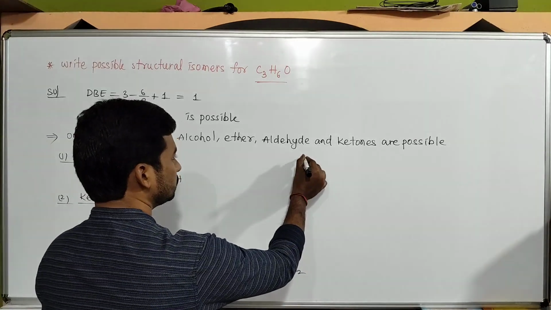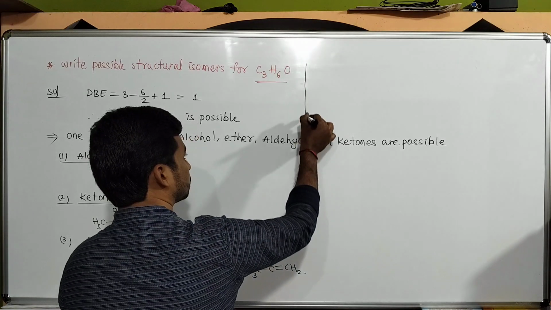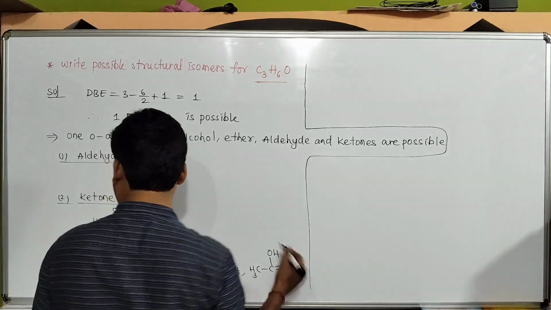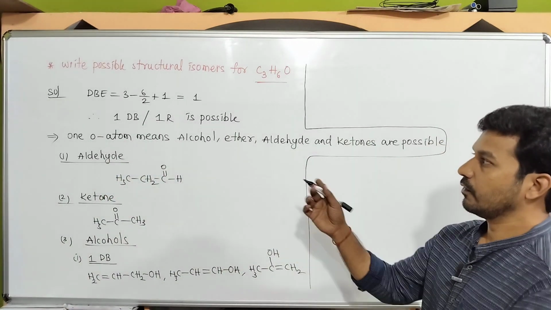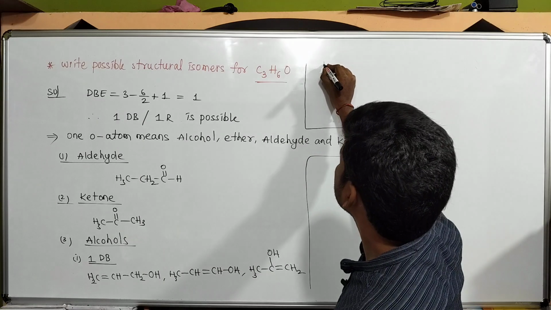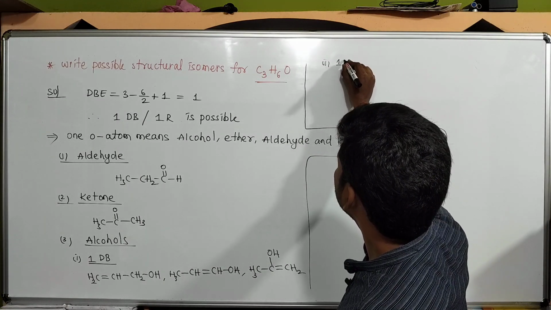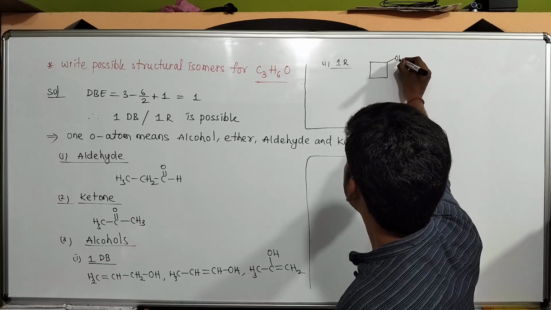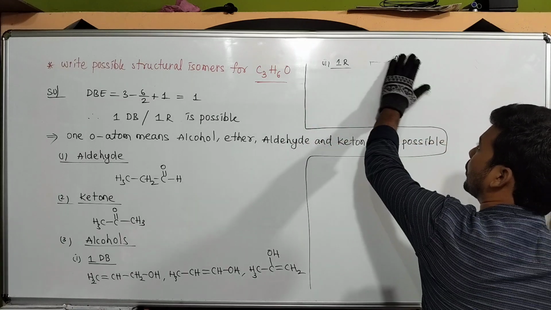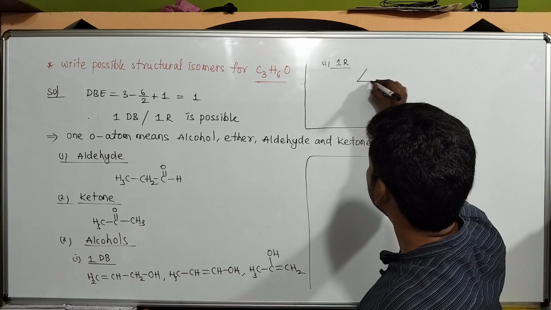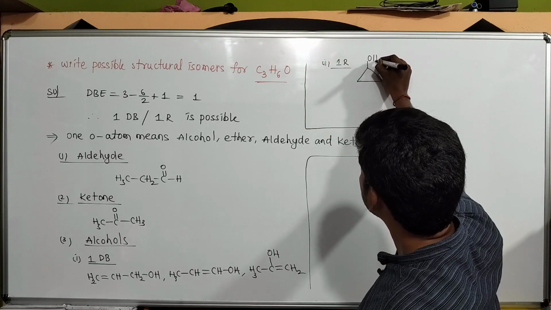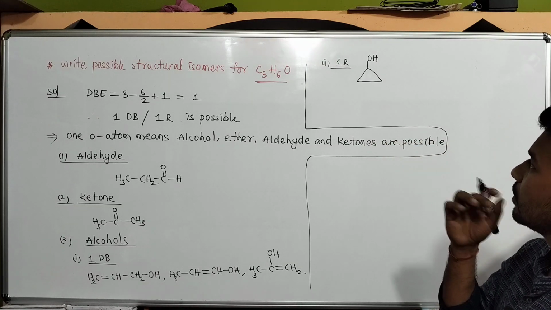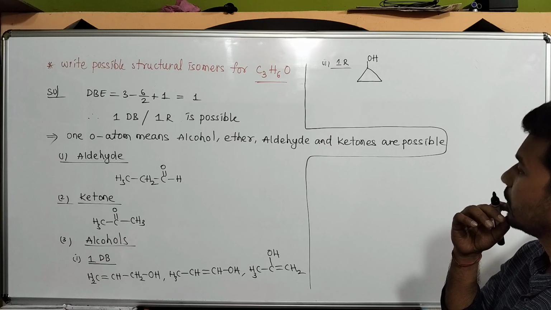Next, alcohols with one ring. First I am taking butanol. If you count the number of carbon atoms, cyclopropanol. Only this one is possible. 3 carbon atoms with OH group. Only this one is possible, one ring.